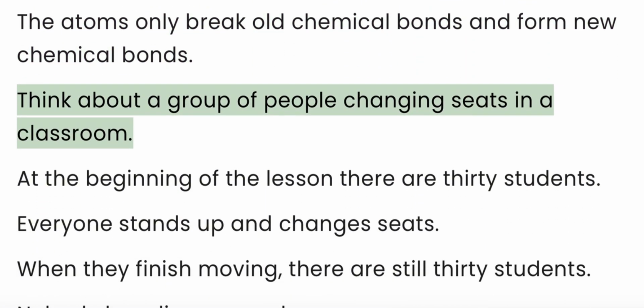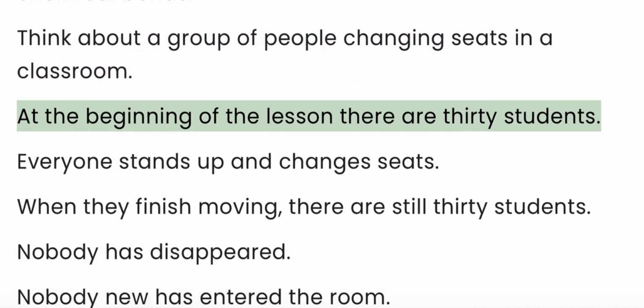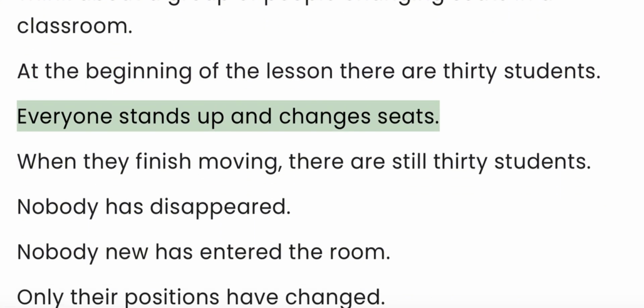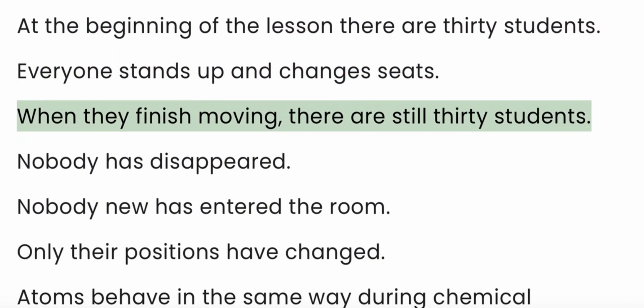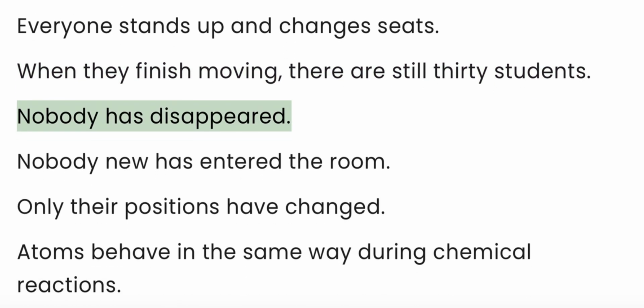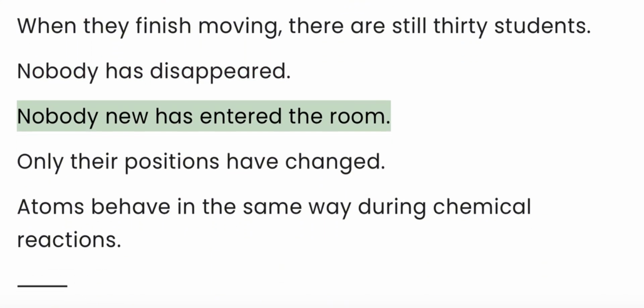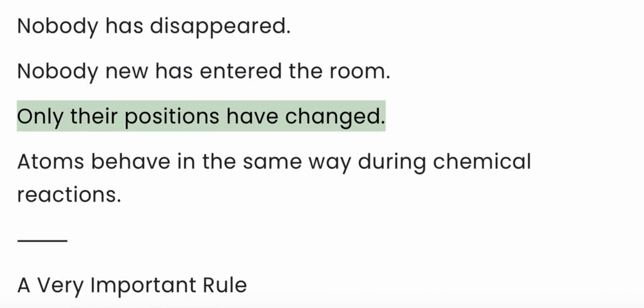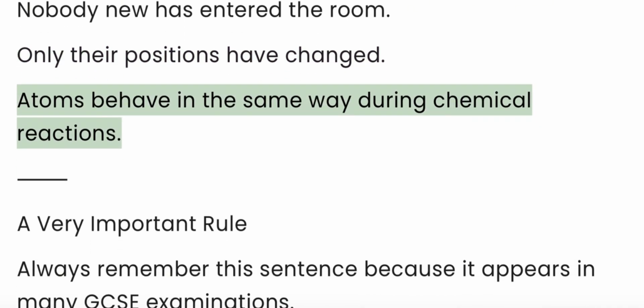Think about a group of people changing seats in a classroom. At the beginning of the lesson, there are 30 students. Everyone stands up and changes seats. When they finish moving, there are still 30 students. Nobody has disappeared. Nobody new has entered the room. Only their positions have changed. Atoms behave in the same way during chemical reactions.